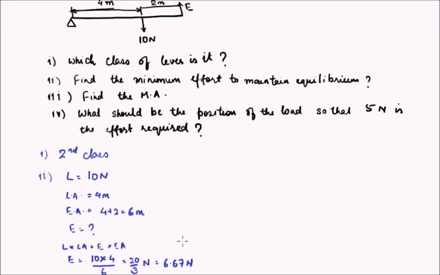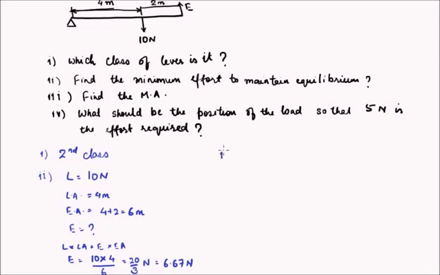It's normally called a force multiplier. In the lecture I have mentioned it as effort multiplier too, but try to mention it as force multiplier. That is a more general term. So the second class of lever, as we have seen in the lecture, is a force multiplier, and here we see how it is through this numerical.